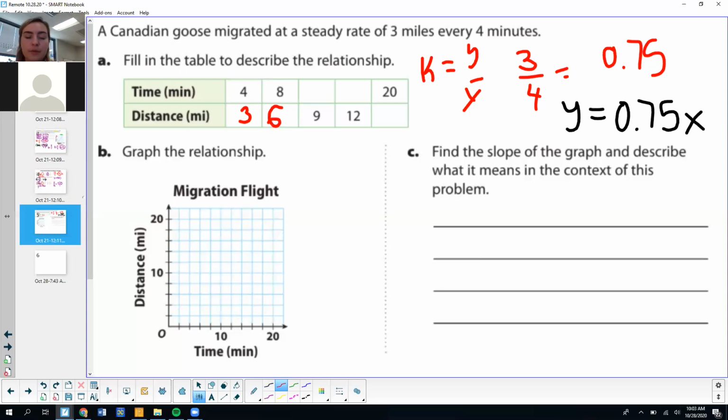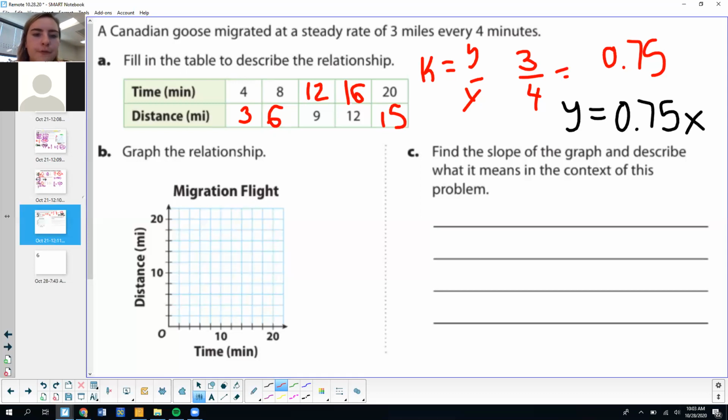For the next part, I'm going to do the opposite. To get from X to Y, I'm multiplying by 0.75. To get from Y to X, I'm going to divide. So I'm going to do 9 divided by 0.75, and that's going to give me 12. Same thing with the next one. I'm going to do 12 divided by 0.75. That's going to give me 16. And then finally, 20 times 0.75, and that's going to give me 15.